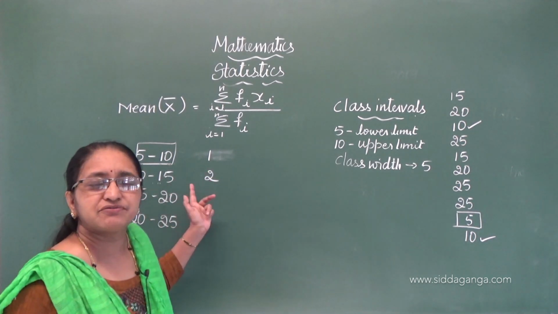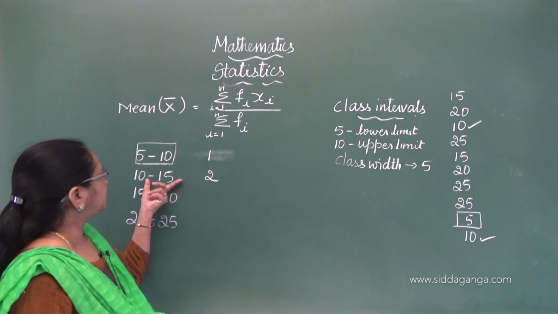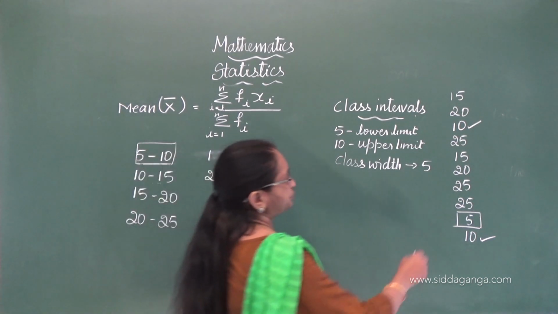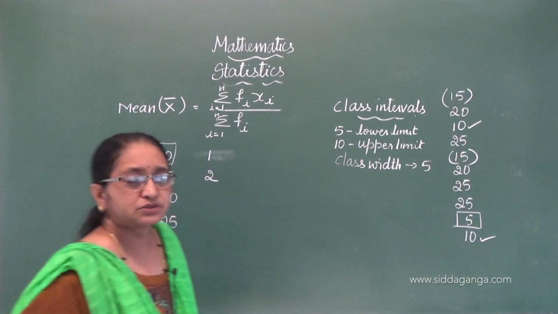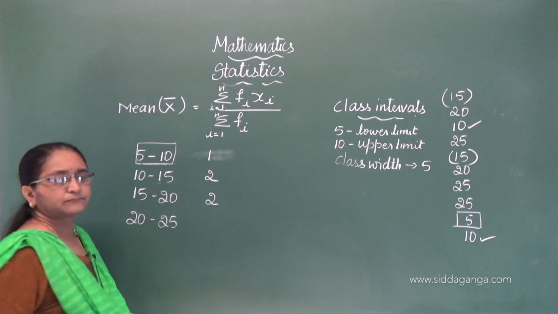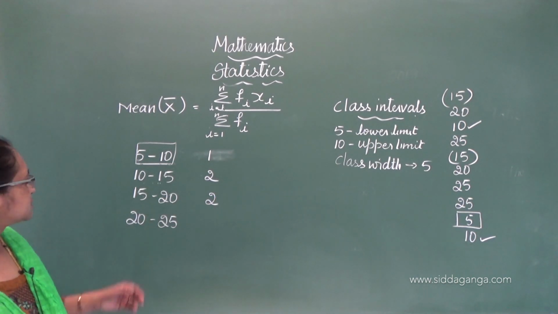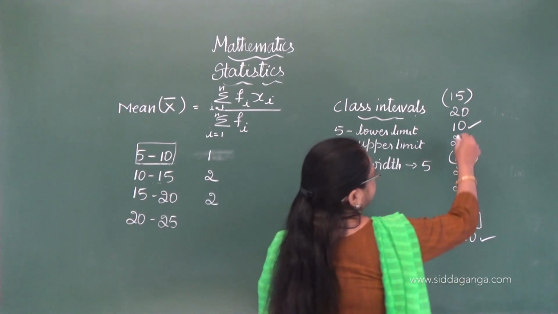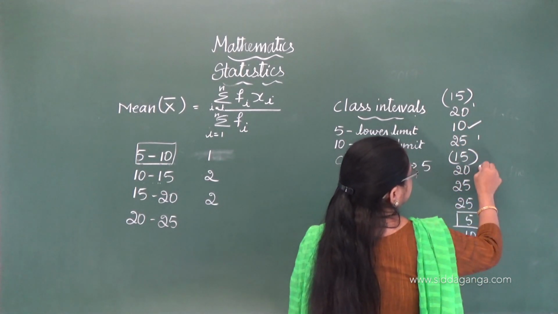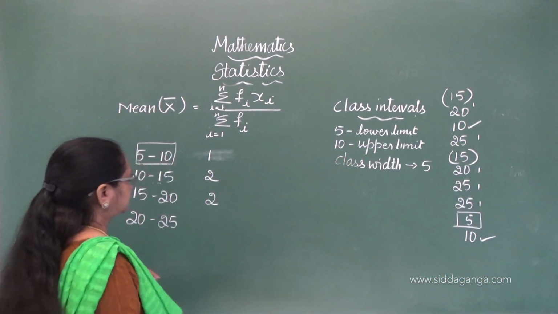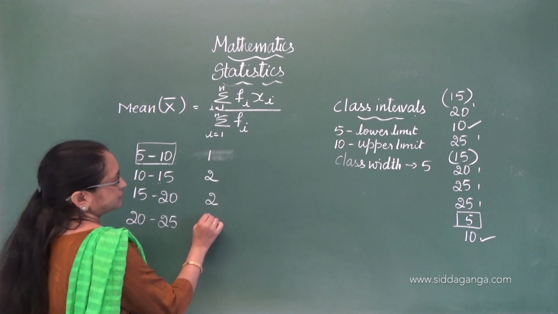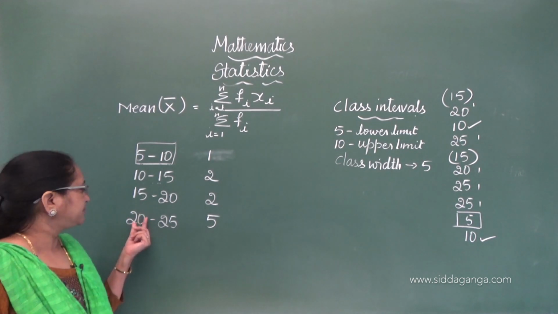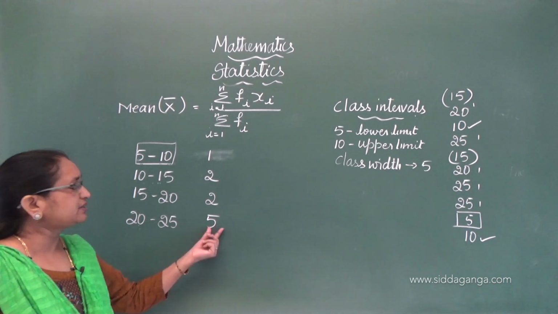But 15 should not be included. The student who has scored 15 should not be included in this class interval. How many have scored 15? 2 have scored 15, so that should be included here. Next, how many have scored 20 to 25? 20 also should be included. 1, 2, 3, 4, 5. 5 students have scored from 20 to 25. The student who has scored 20 should be included in this class interval, and also 25.